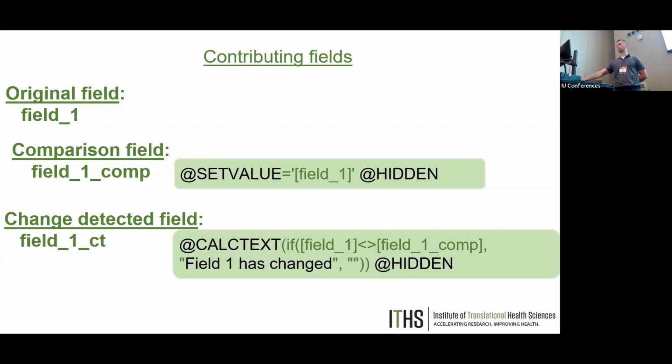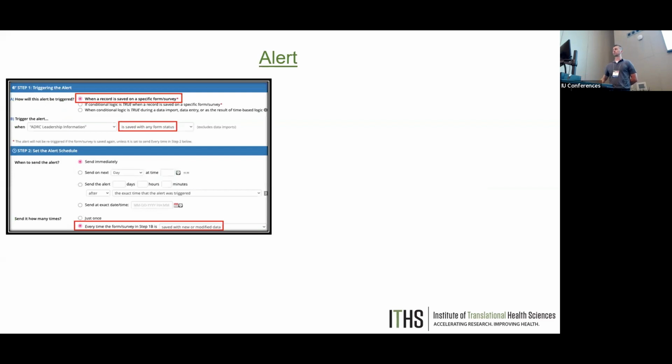So let me show you that quickly. There's one key feature here. Some of these settings can be changed to your needs, but the one that you really want to make sure to have is in step 2 in your email alert, where you want to make sure that anytime data is saved with new or modified data, that it triggers an alert. Otherwise, you're never going to get that update of any data change.